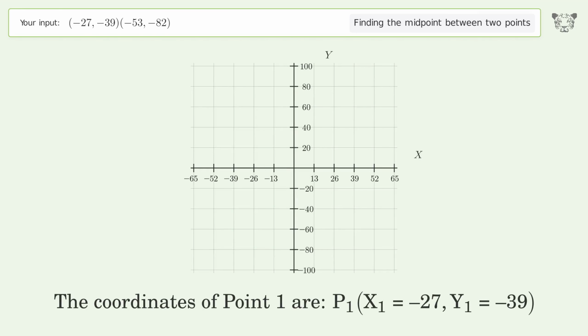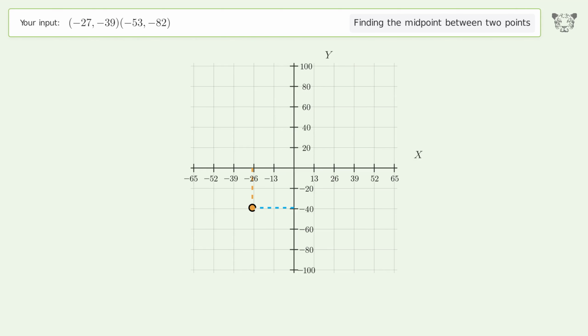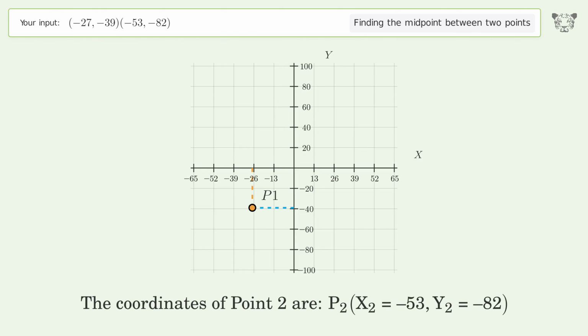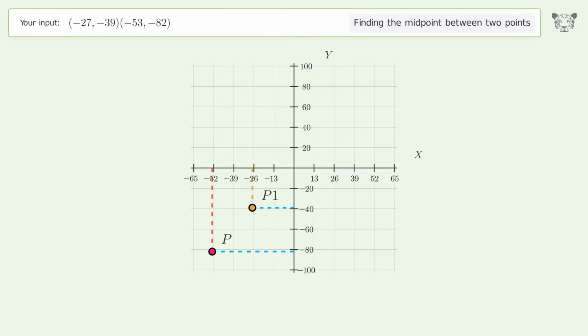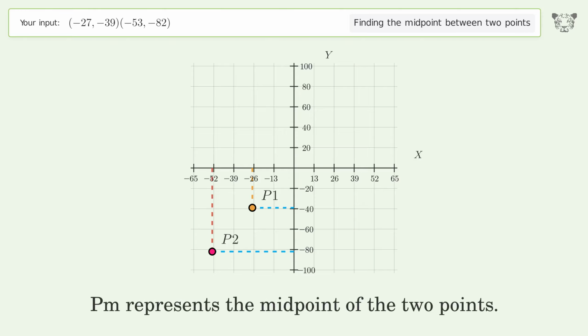The coordinates of point 1 are, x1 equals -27, y1 equals -39. The coordinates of point 2 are, x2 equals -53, y2 equals -82. PM represents the midpoint of the 2 points.